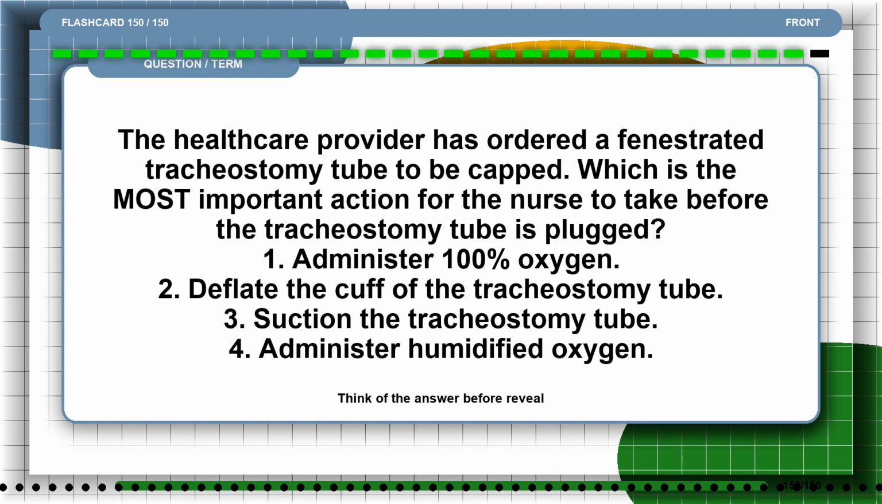Flashcard 150. The healthcare provider has ordered a fenestrated tracheostomy tube to be capped. Which is the most important action for the nurse to take before the tracheostomy tube is plugged? 1. Administer 100% oxygen. 2. Deflate the cuff of the tracheostomy tube. 3. Suction the tracheostomy tube. 4. Administer humidified oxygen. Think of the answer before the reveal.